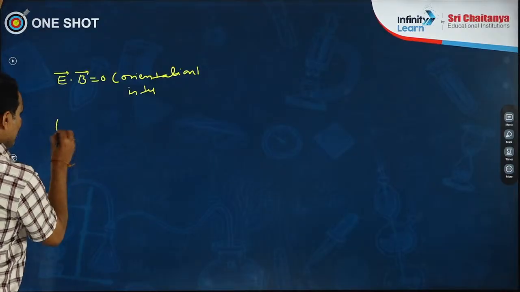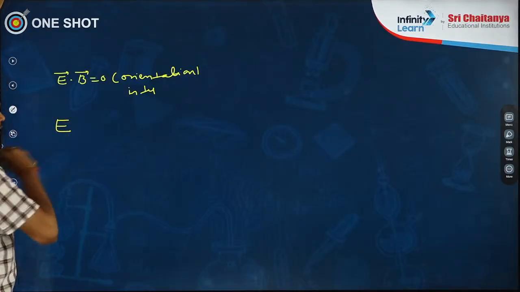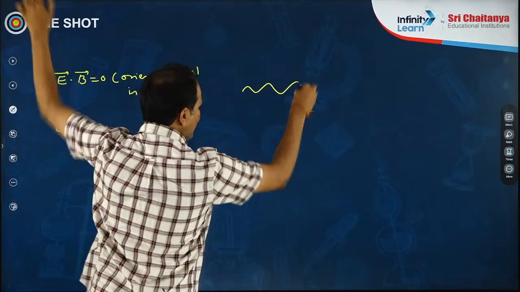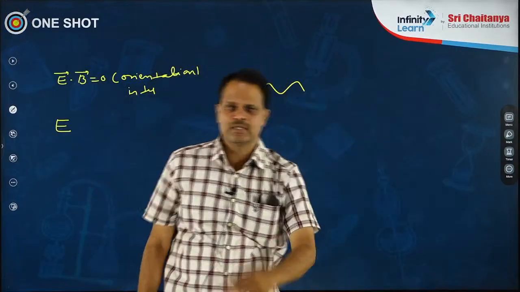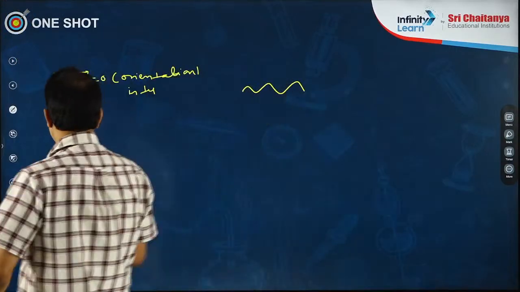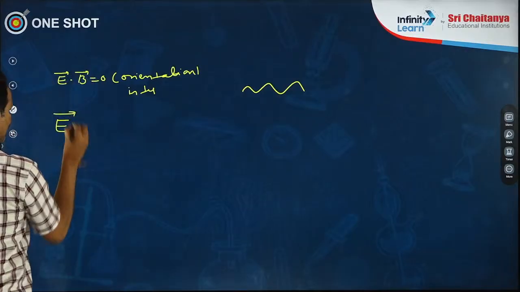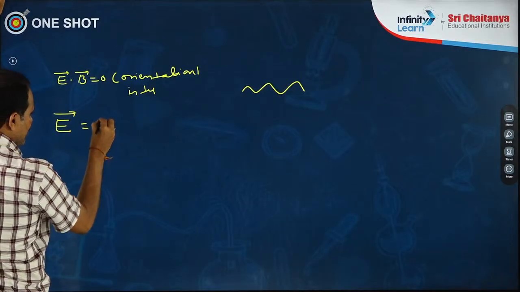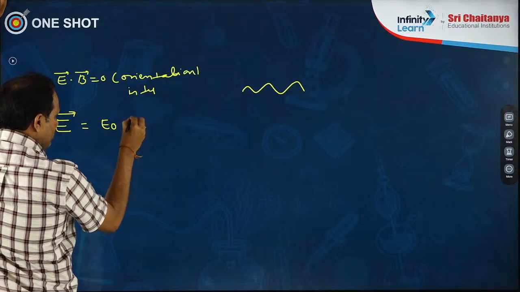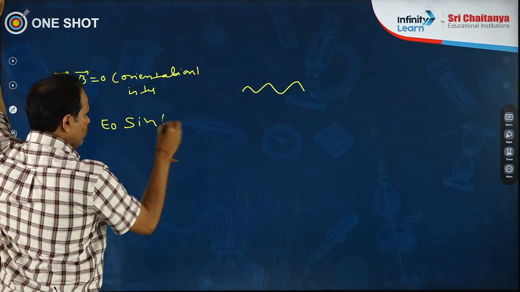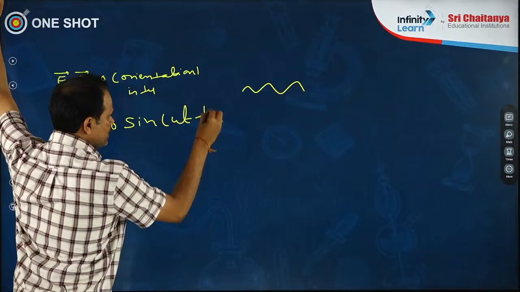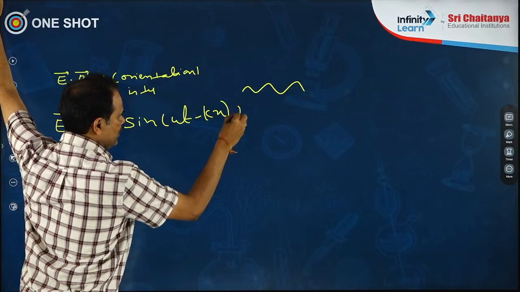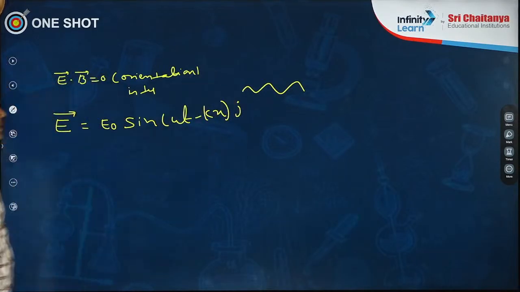But any electric field, if you are representing a wave, any wave representation x is equal to a sin omega t plus or minus kx. Same here, E bar can be written as E naught into sin of omega t minus k x into j. What is the physical meaning of this? What is that physical meaning?